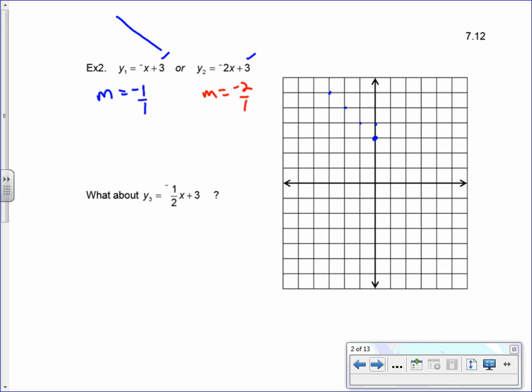Rise 1 and run to the left. Fall 1 or drop 1 and run to the right. I get a nice straight line. I label it y1. Get a different color pen, and I'm going to graph y2.